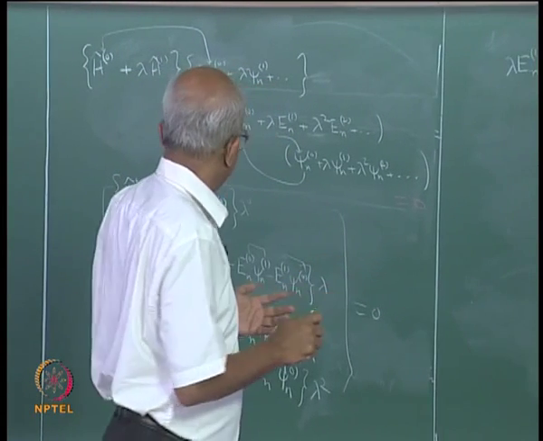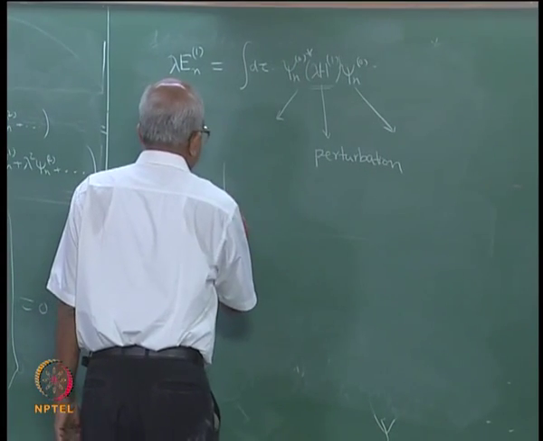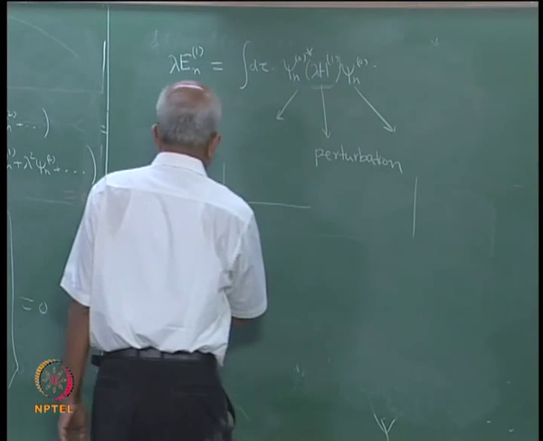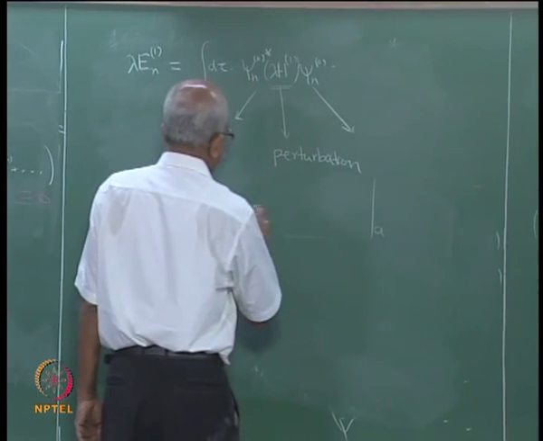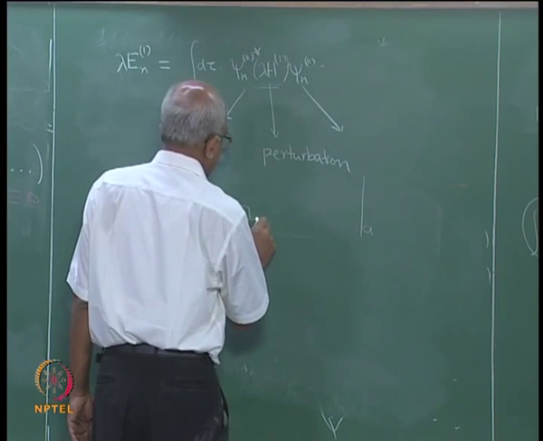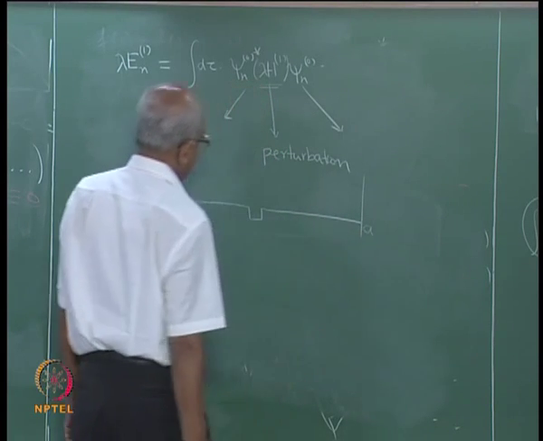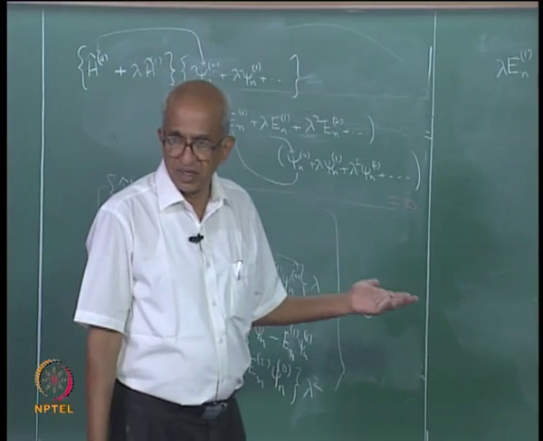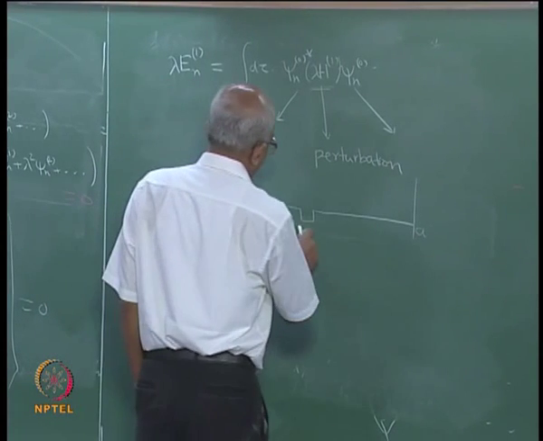Okay, just to illustrate, suppose I had a particle in a box. This is my particle in a box, it extends from 0 to A, and what I will do is right in the middle I will put a small well, probably representing a nitrogen atom sitting there if you like. And so, how will I put the well?